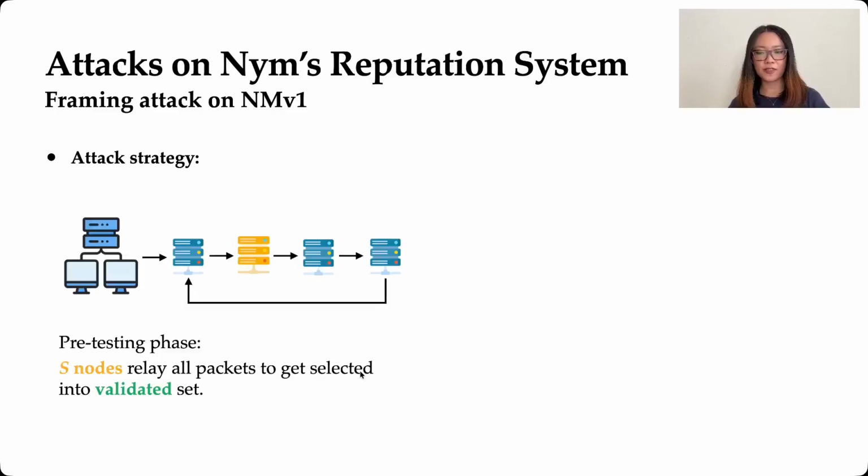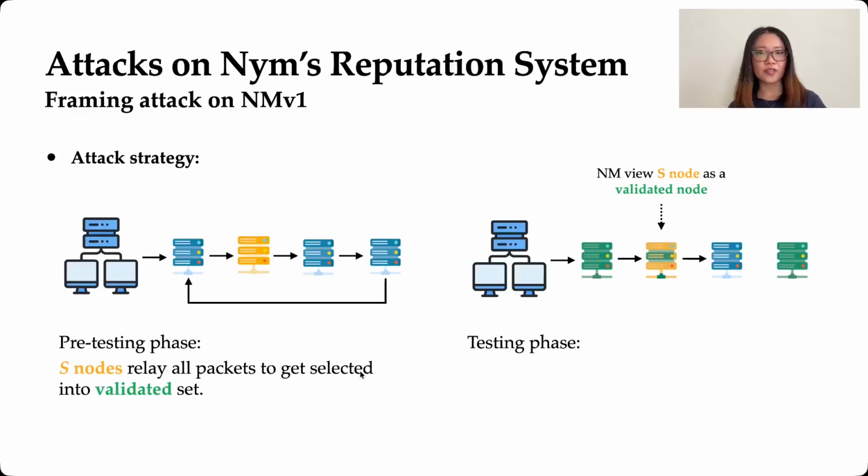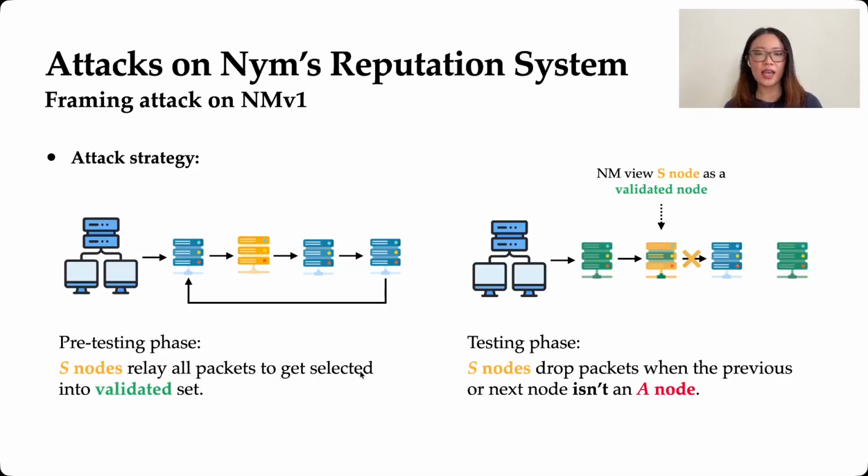In the pre-testing phase, the S nodes will relay all the packets in order to get selected into the validated set. And in the testing phase, the network monitor already views the sacrifice nodes as validated nodes. And the S node will simply drop packets when the previous or next node isn't an attacking node. This attack is also self-reinforcing because after the testing phase, the sacrifice node isn't necessarily harming its own score, so it can be elevated into an attacking node as well.